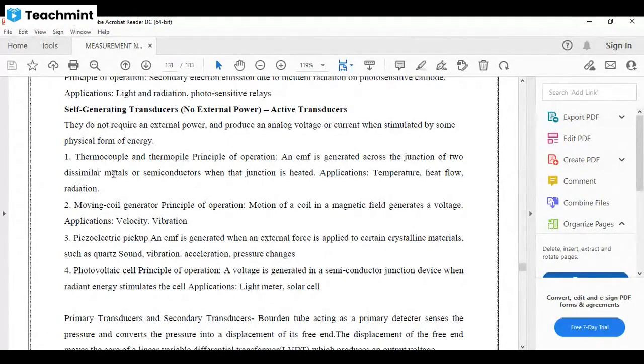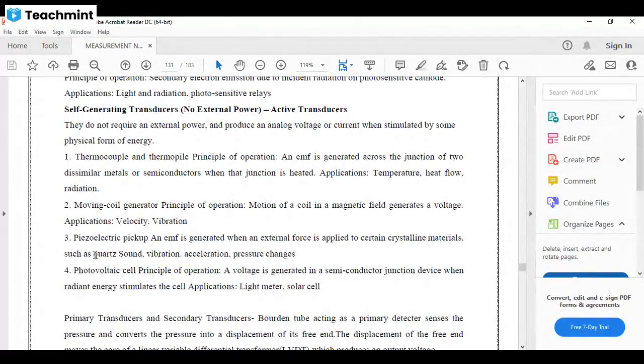Examples are the thermocouple and thermopile. In a thermocouple type transducer, an EMF is generated across the junction of two dissimilar metals or semiconductors when that junction is heated. So this type of transducer is used for measurement of temperature, heat flow, and radiation.